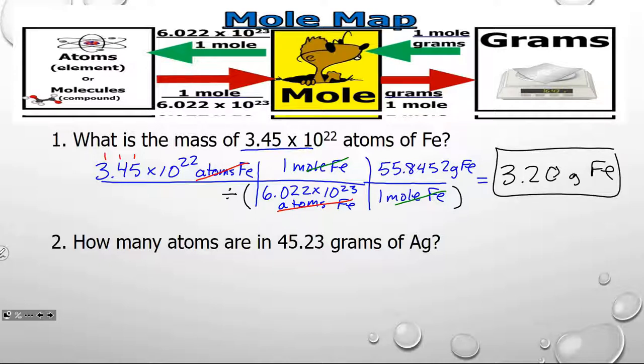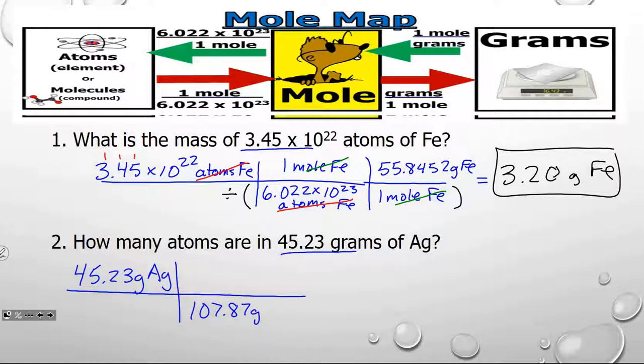Okay. Now, using this as an example, we're going to go backwards on this next one. We're starting now at grams, and we're going to follow the green arrows coming back this way to get to atoms. So starting with what we're given always, 45.23 grams of Ag. The first step would be to look on the periodic table, find Ag and its mass, which is 107.87 grams of Ag.